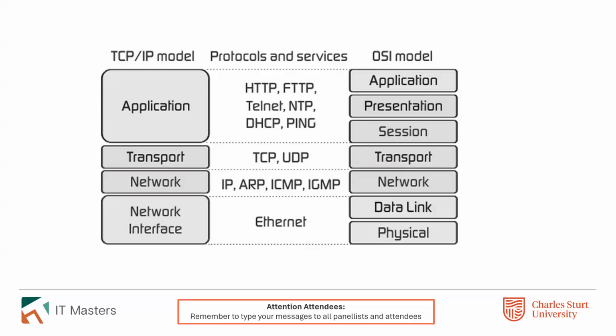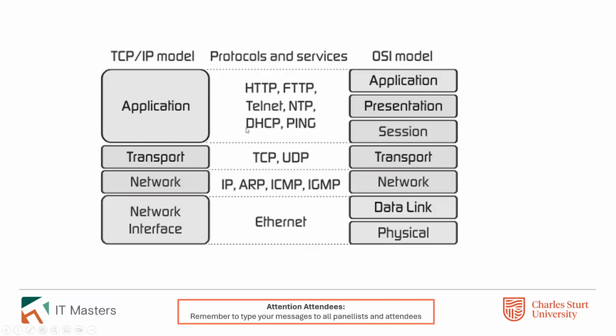UDP is much more like the postal service. It uses datagrams. It basically sends individual packets of data with no guarantee that they'll be received or be received in a particular order. And then sitting on top of all of these, you've got different application level protocols. You've got HTTP, which is essentially web traffic. You've got Telnet, which is an older form of remote access to servers.